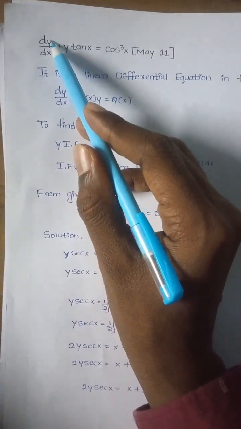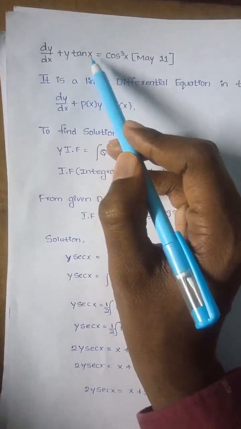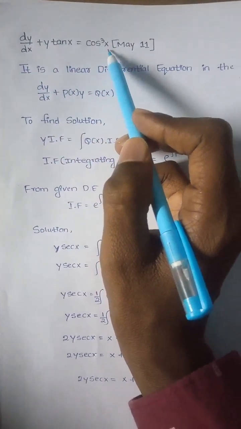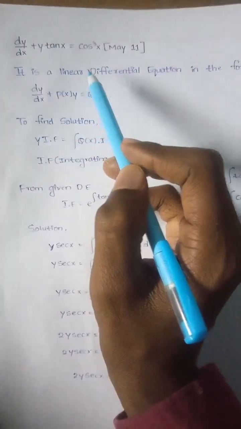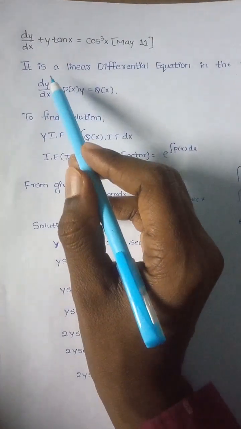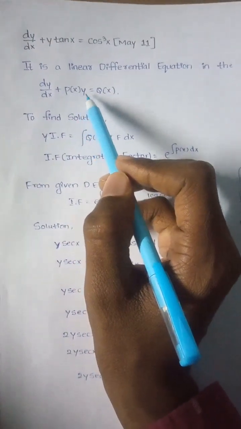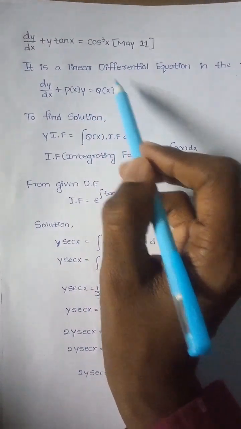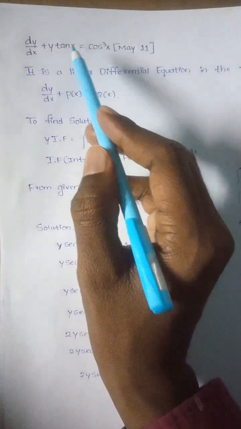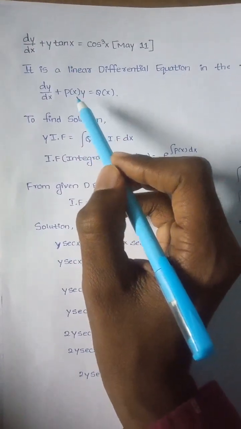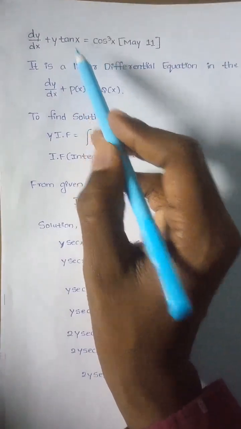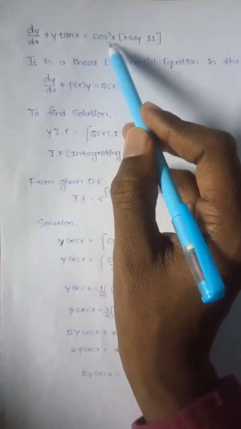Solve the differential equation dy by dx plus y into tan x is equal to cos cube x. As you can see, it is in the form of a linear differential equation, that is dy by dx plus p of x into y equals q of x. If we compare this with the given differential equation, we get p of x is equal to tan x and q of x is equal to cos cube x.